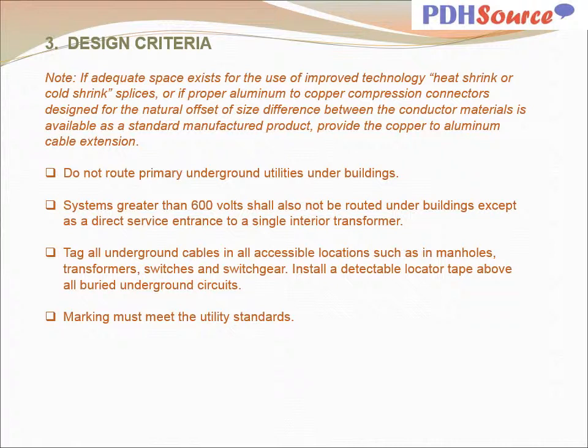Do not route primary underground utilities under buildings. Systems greater than 600 volts shall also not be routed under buildings except as a direct service entrance to a single interior transformer. Tag all underground cables in all accessible locations, such as in manholes, transformers, switches, and switchgear. Install a detectable locator tape above all buried underground circuits. Marking must meet the utility standards.